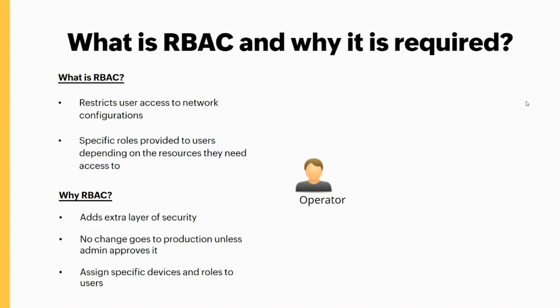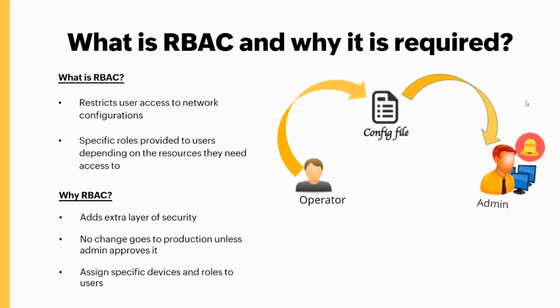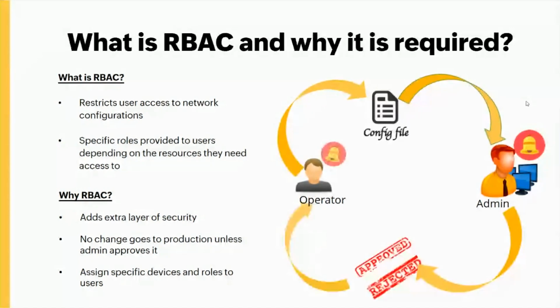Now consider the operator user tries to perform a change on the device configuration. As soon as the operator tries to perform the change, the administrator user will get an instant notification from the operator user. If the administrator approves the change, then the operator user will get notified and the change will be performed. If the administrator rejects the change, then in that case also the operator user will get notified of the reason for the rejection. Those details will get forwarded to the operator user.